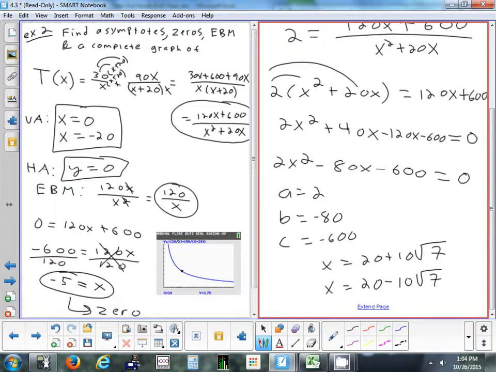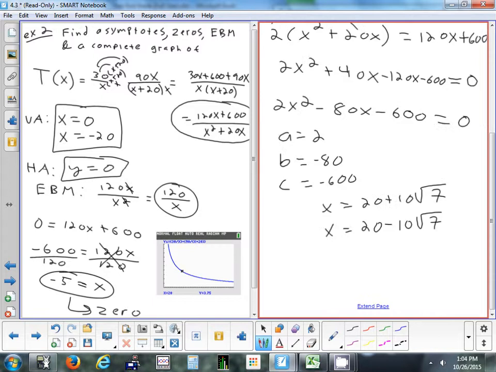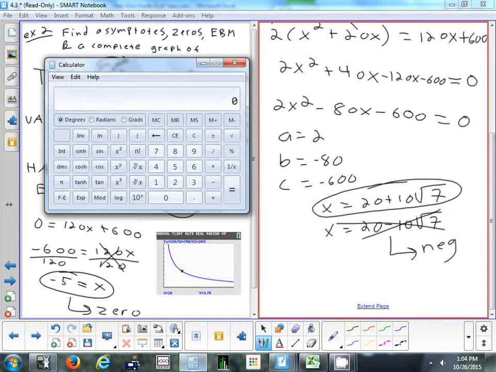Now there's only one speed she can travel at. It's got to be a positive speed. This one comes out negative, so we cross that one out. Okay, so there's her speed. Since I'm going to do it graphically next, let's just change it to a decimal so we know what we're looking for when we graph it. There's the square root of 7 times 10 plus 20. So she's got to go about 46.46.